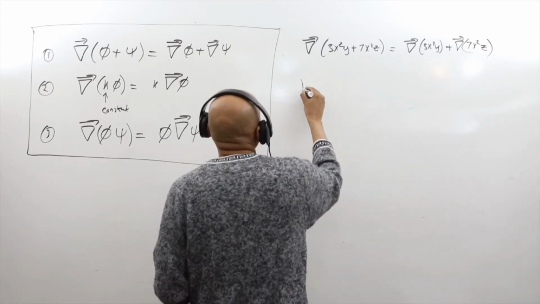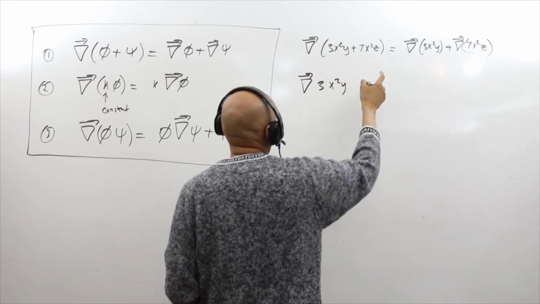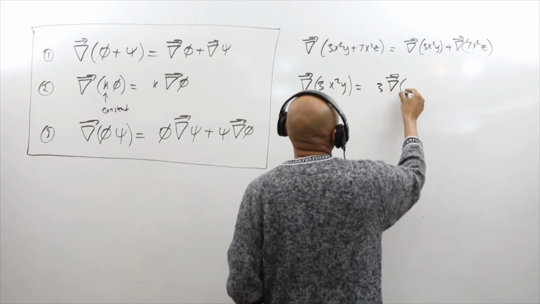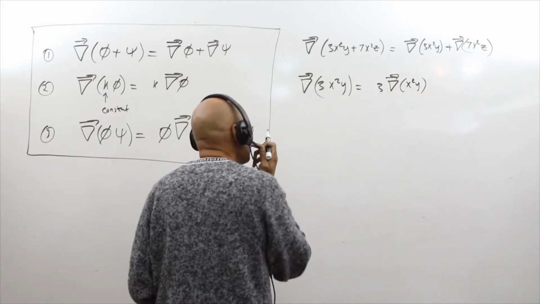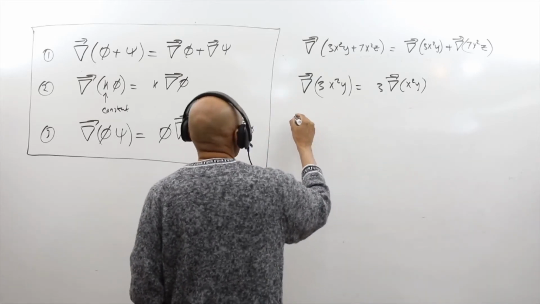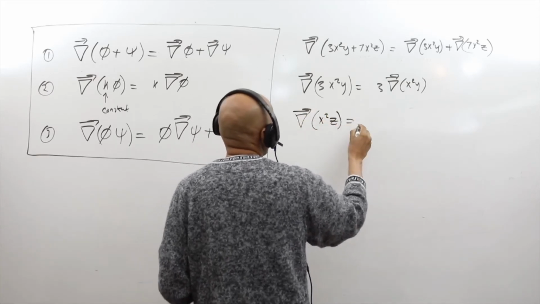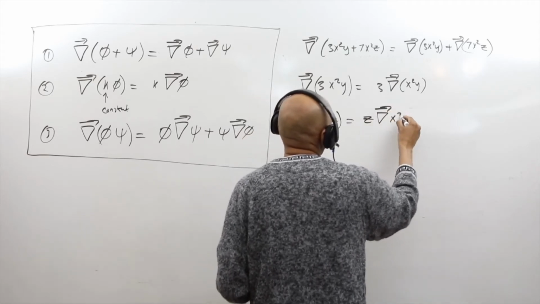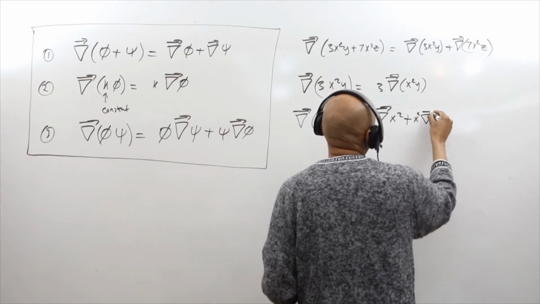So if you have a constant, if somebody asked you what is the gradient of 3x squared y, for example, you're going to say, well, the 3 comes out, so this is 3 times the gradient of x squared y. And so hopefully you remember exactly what the gradient definition is and can do gradient calculations. So if somebody asked you what is the gradient of x squared z, you're going to say this is exactly the same thing as z times the gradient of x squared, plus x squared times the gradient of z.